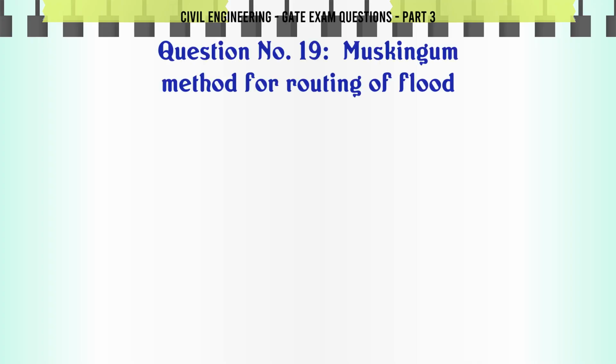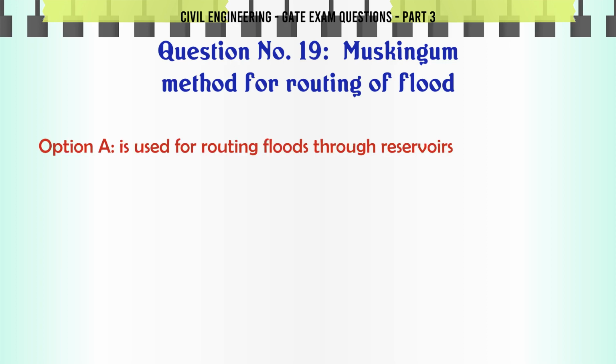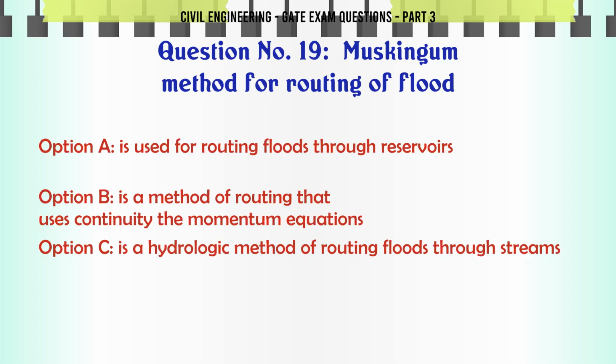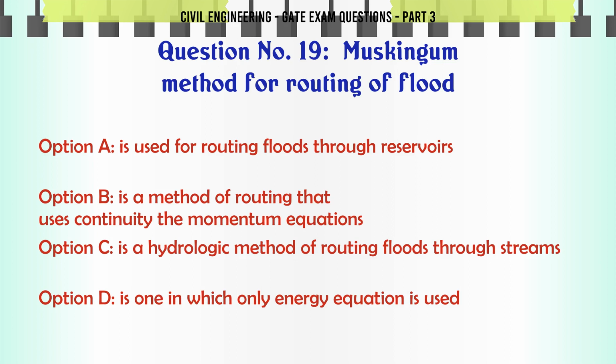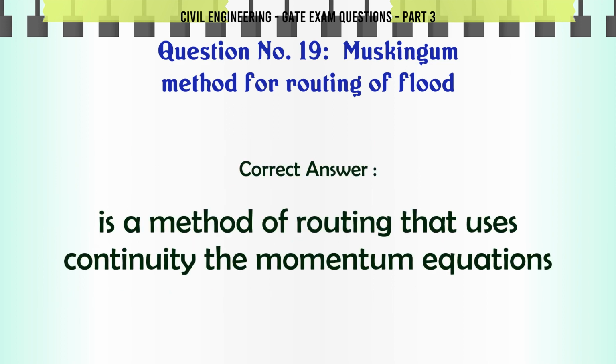Muskingum method for routing of flood: A, is used for routing floods through reservoirs; B, is a method of routing that uses continuity and momentum equations; C, is a hydrologic method of routing floods through streams; D, is one in which only energy equation is used. The correct answer is a hydrologic method of routing floods through streams.